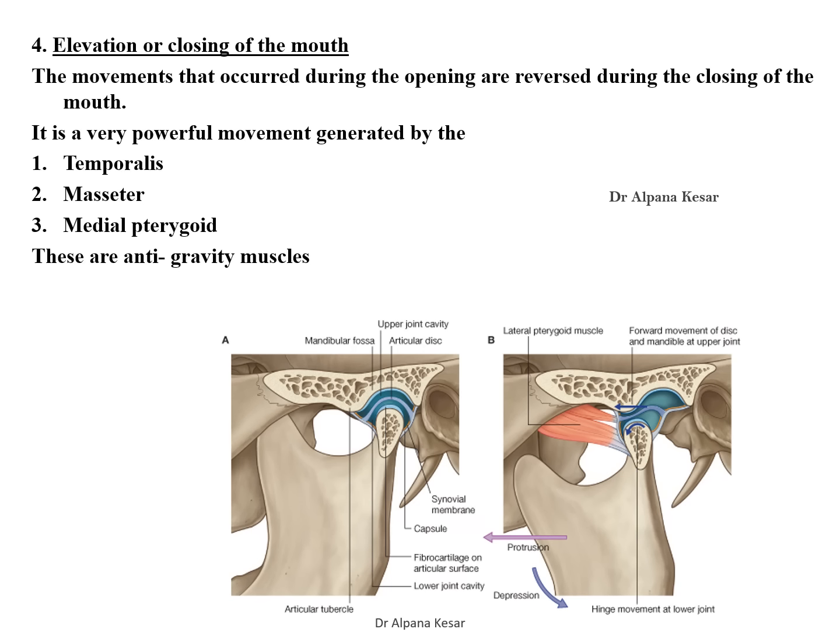Elevation of the mandible during the closing of the mouth. The movements that occur during the opening of the mouth are reversed during the closing of the mouth. Powerful muscles are involved in the movement, and they are temporalis, masseter, and medial pterygoid, which are all anti-gravity muscles.